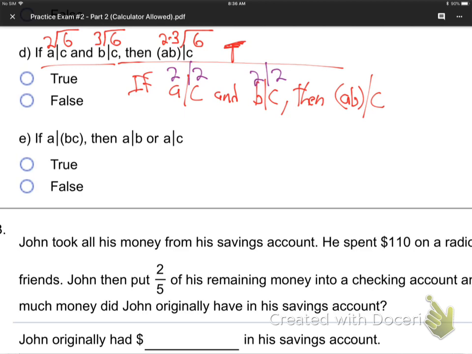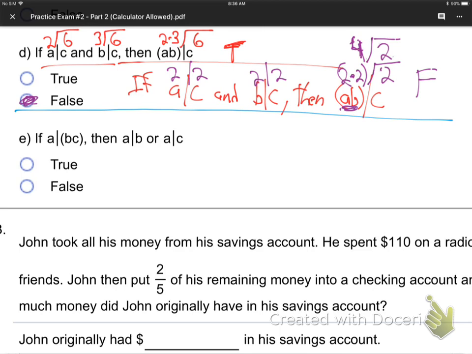2 goes into 2, and 2 goes into 2. I'm letting A, B, and C all be 2. Then 2 times 2 will go into 2. Whoops, see, they're all 2. 2 times 2, that's 4. 4 goes into 2? No, 4 doesn't go into 2. That's not true. That's false. Do you see how it's false sometimes? That's hard, I know.